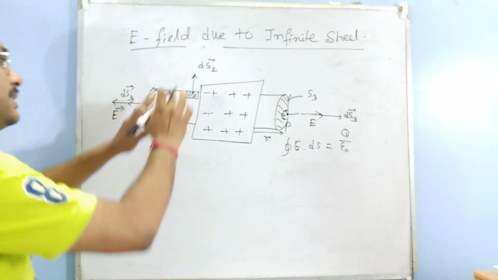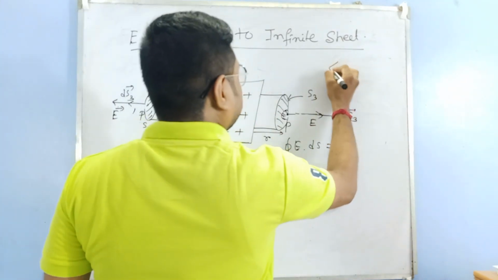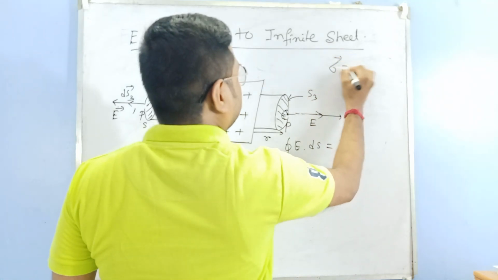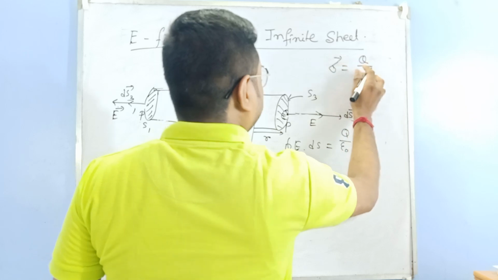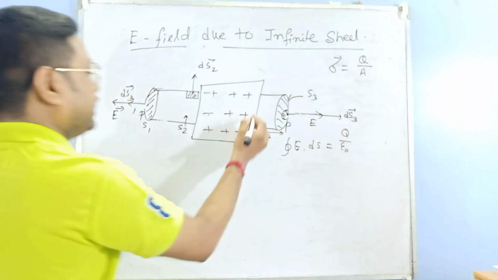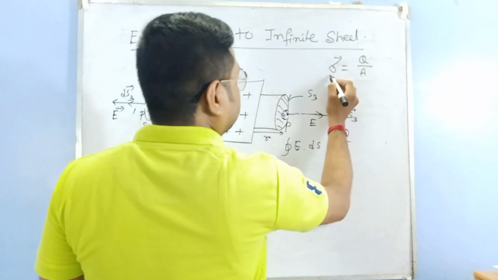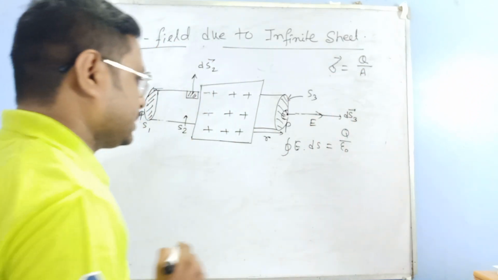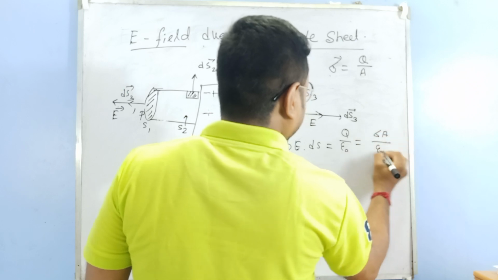But here, as this is a sheet, we can get a surface charge density sigma equal to total charge q divided by area. A is the total area of the sheet. So you can write q equal to sigma into A, where sigma is surface charge density. So you can write it as sigma A by epsilon naught.